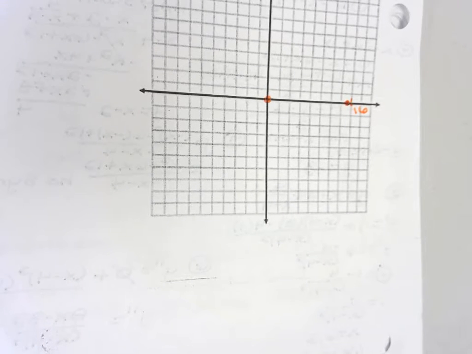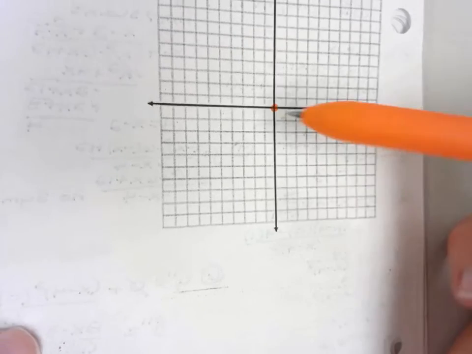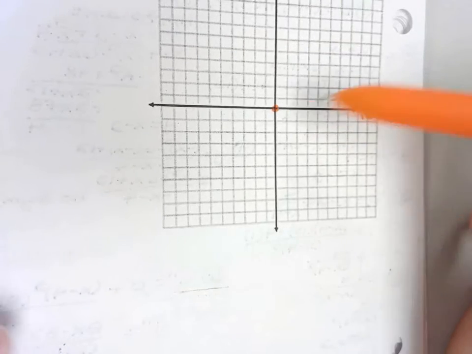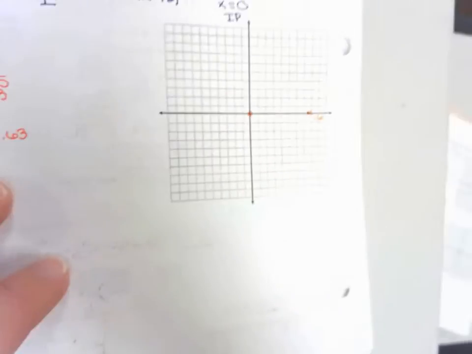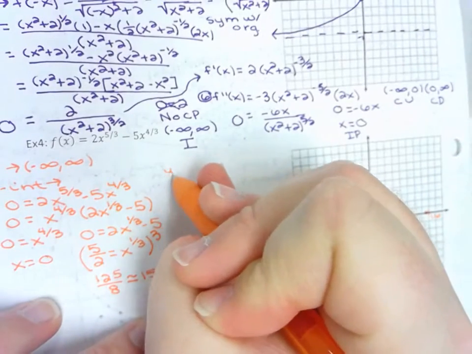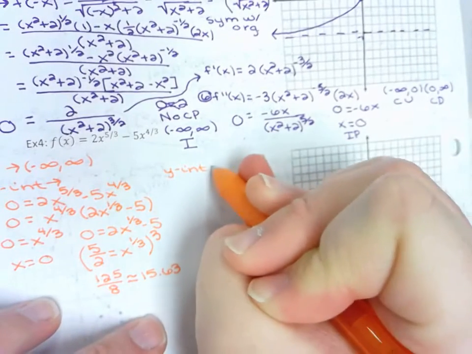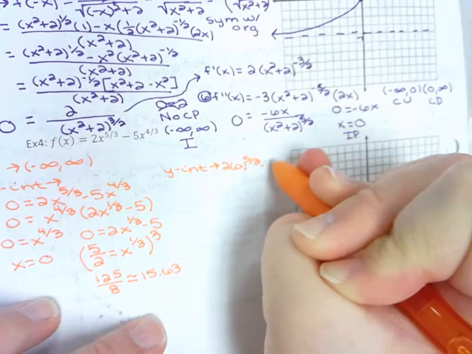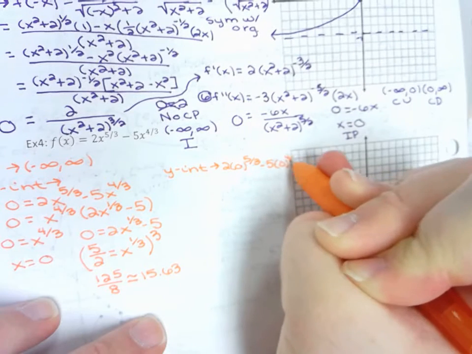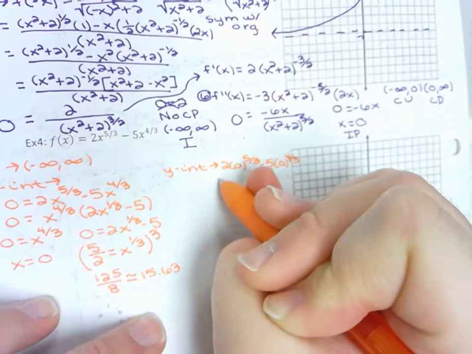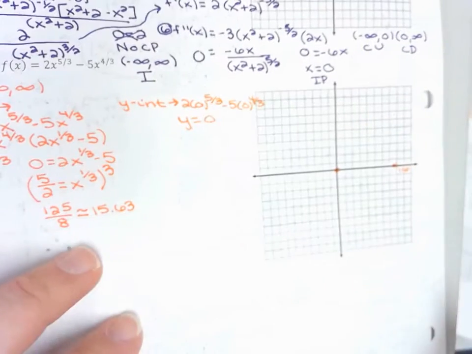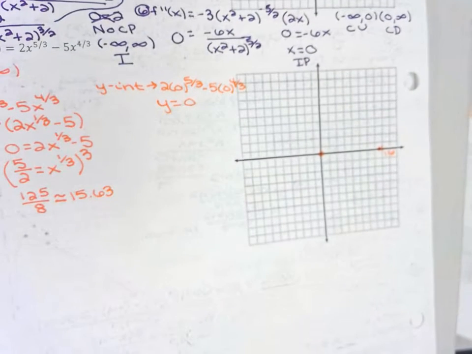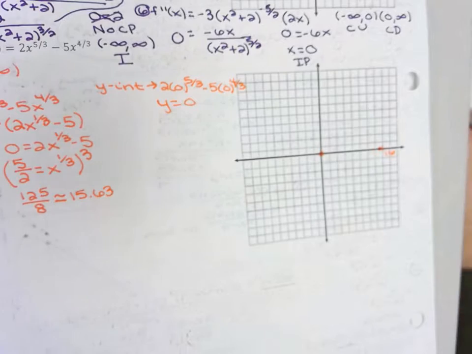Okay, now let's look at my y-intercept. If I have an x-intercept at 0, I should have a y-intercept at 0 as well. So let's just double check. If I plug in 0, I'm just going to get back a what? 0. So my y-intercept is 0, which is already graphed. If you have an x-intercept at 0, you will always have a y-intercept at 0 as well. Okay, questions on that?